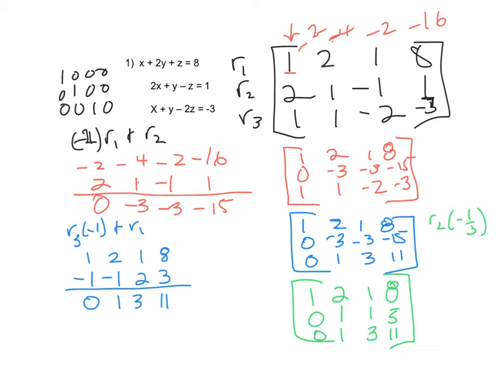I need to make row 3, I need to get this guy now to be 0, and then I need to get this guy to be 1. So let's take care of this first. If I want to get this to be 0, I can multiply this whole row by -1 and then add the 2. So let's do that.